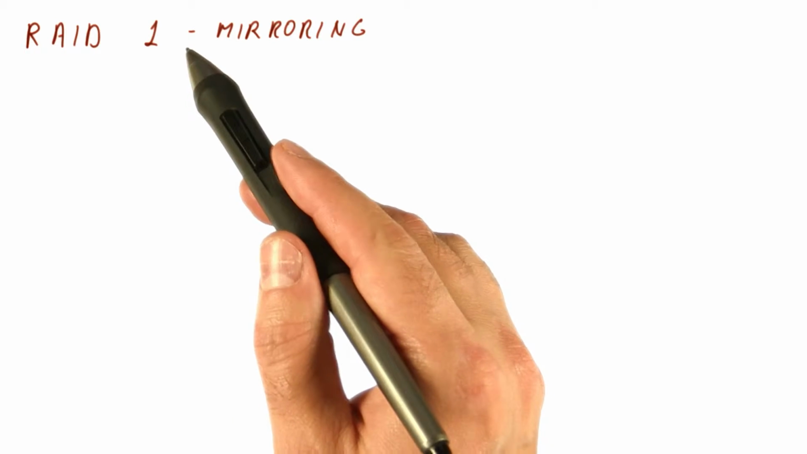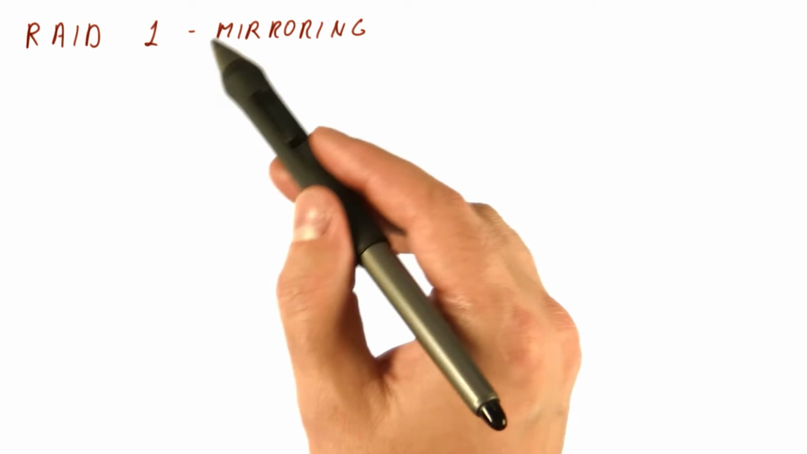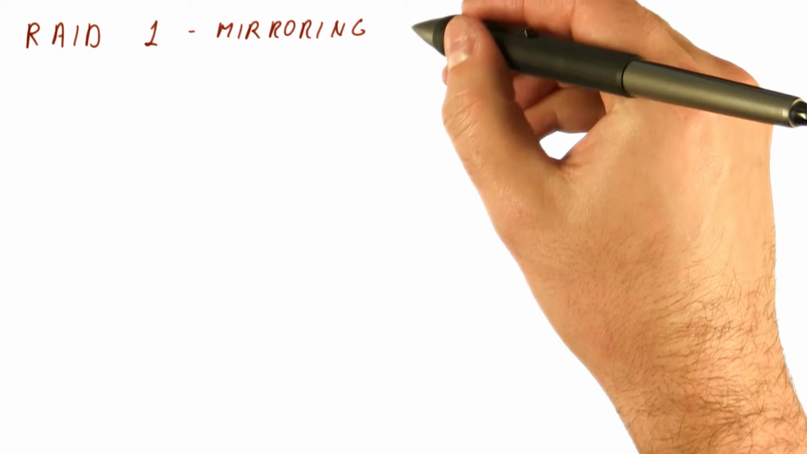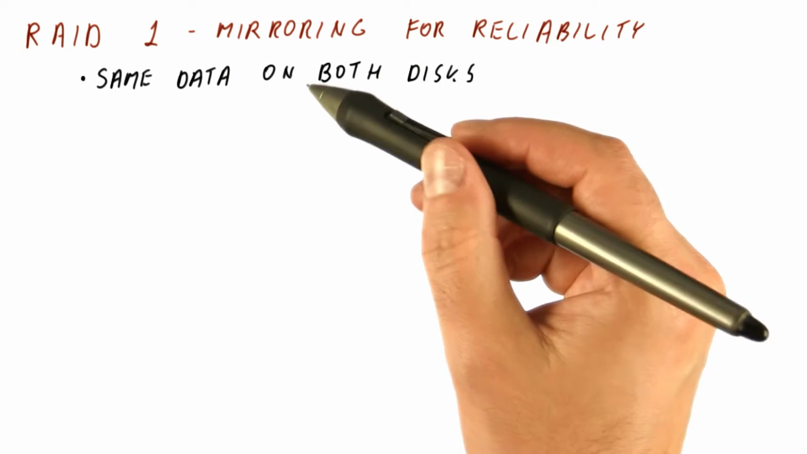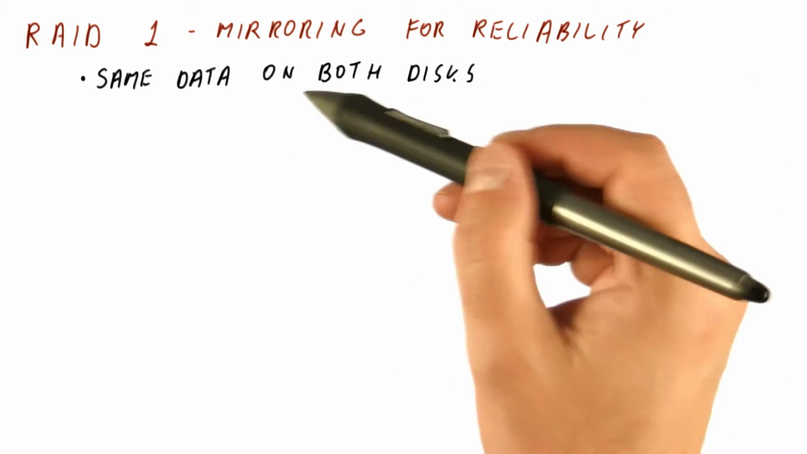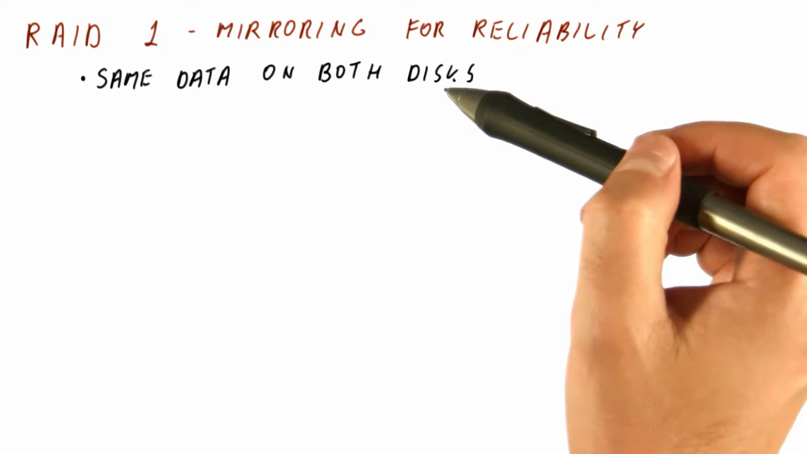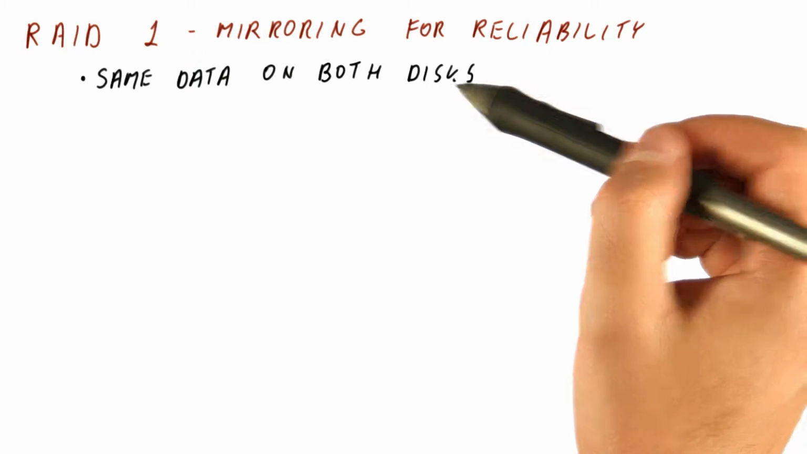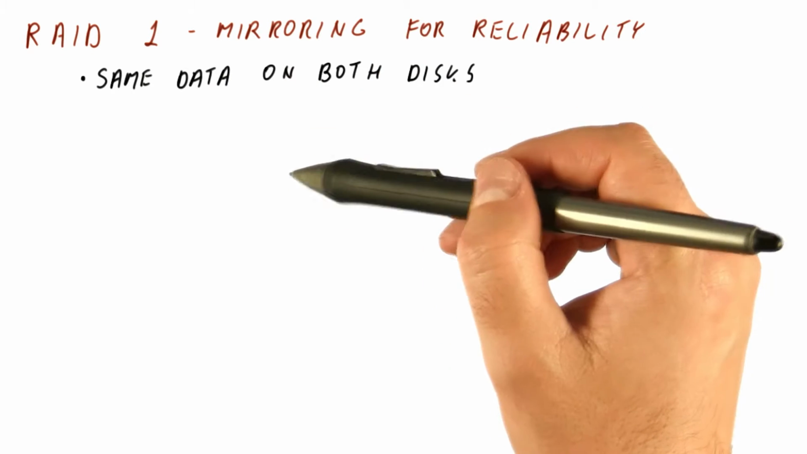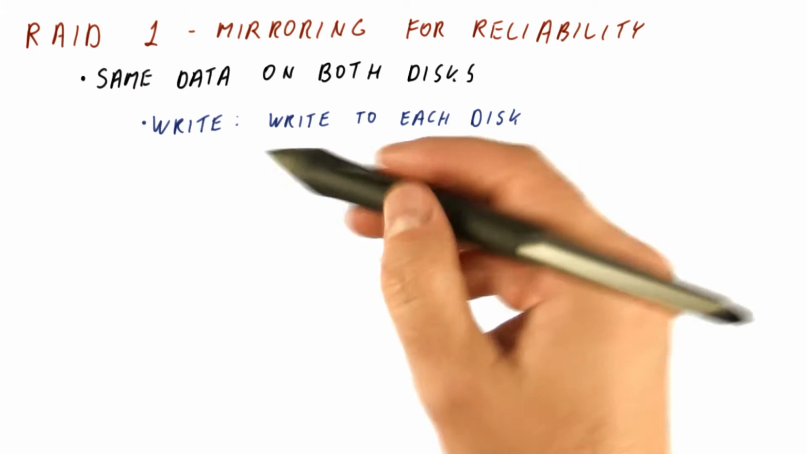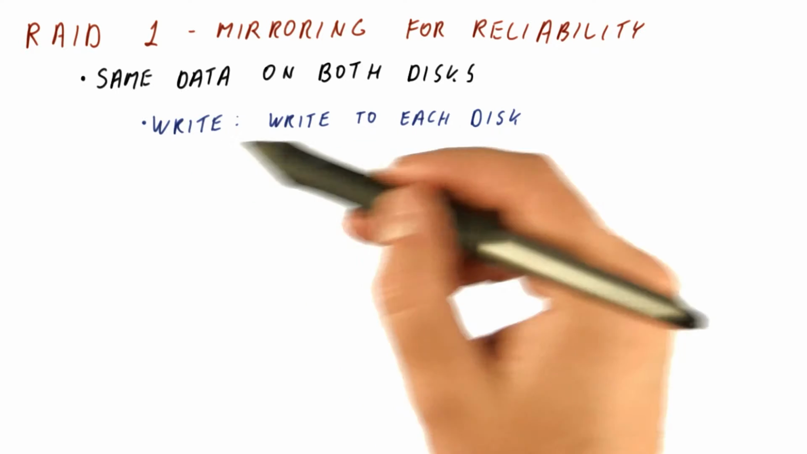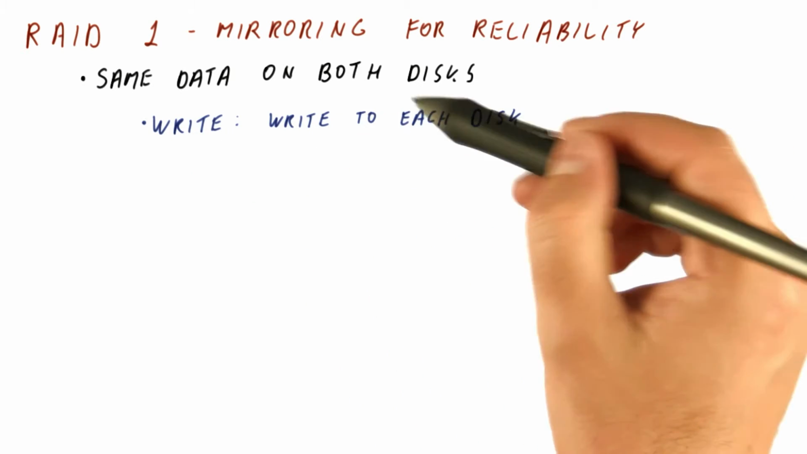The next RAID technique is RAID 1, which uses a technique called mirroring to improve reliability. So really, RAID 1 puts the same data on both disks. If we had only one disk, we would keep the data on it. With the other disk, it's just a copy of the first disk. So a write of the data from the system will cause a write to each disk.